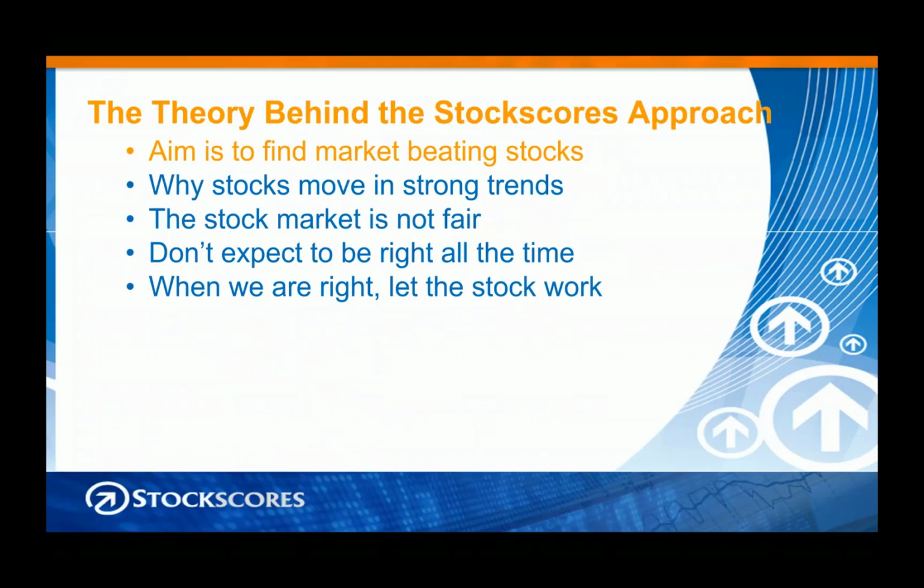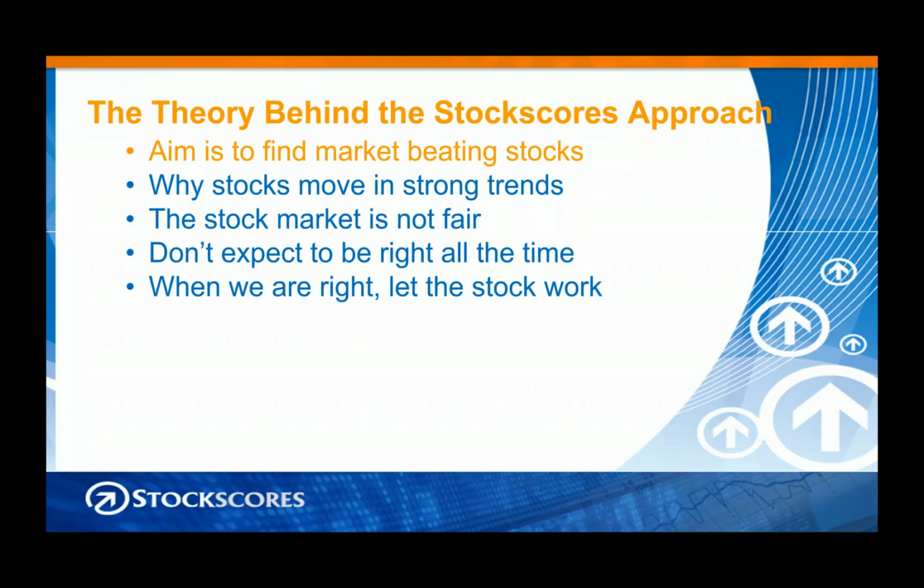The theory behind the Stockscores approach. My aim is simple. I want to find market-beating stocks. And by that, we mean stocks that do better than the overall market, which historically, if we look at the last 50 years, the S&P 500 with dividends reinvested has averaged an 11.3% return. Over the last 10 years, it's closer to 12.5%. So it's had a good run these last 10 years.